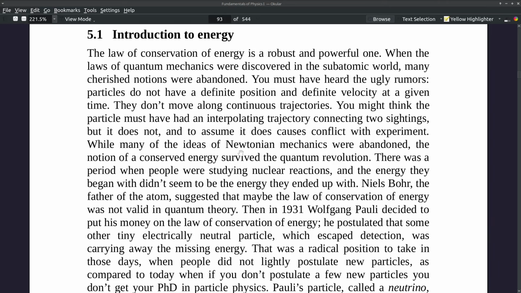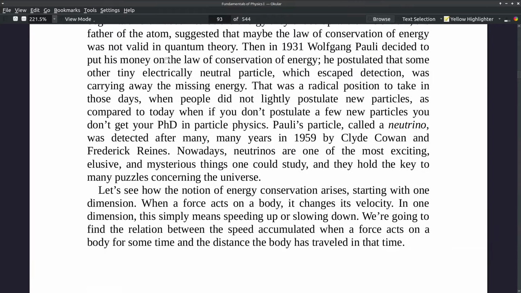And to assume it does causes conflict with experiment. While many of the ideas of Newtonian mechanics were abandoned, the notion of a conserved energy survived the quantum revolution. There was a period when people were studying nuclear reactions, and the energy they began with didn't seem to be the energy they ended up with. Niels Bohr, the father of the atom, suggested that maybe the law of conservation of energy was not valid in quantum theory. Then in 1931, Wolfgang Pauli decided to put his money on the law of conservation of energy.